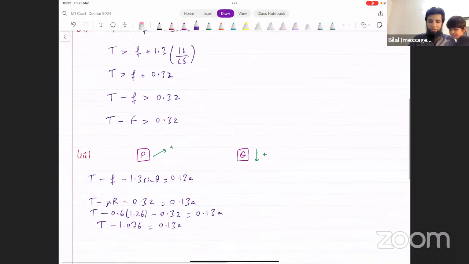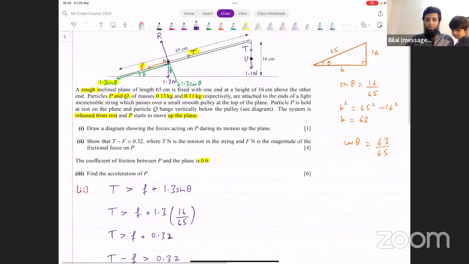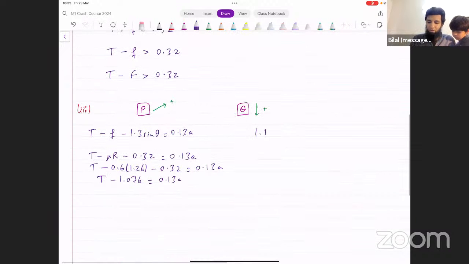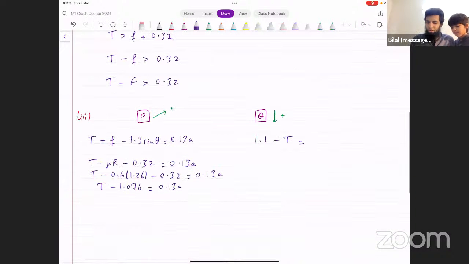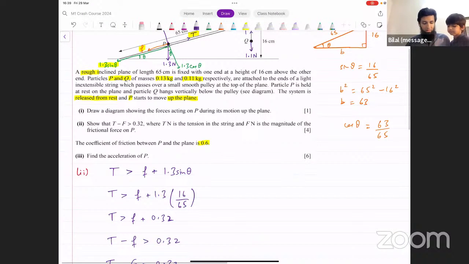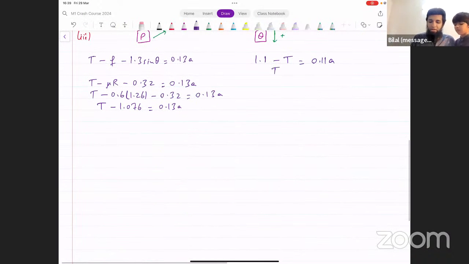Similarly, you get another equation for Q. Q is moving down. What's the forward force for Q? 1.1. What's the backward force for Q? It's the tension. 1.1 minus T equals the mass of Q, which is 0.11, times A. You have two equations. You can eliminate T from them. T equals 1.1 minus 0.11A.